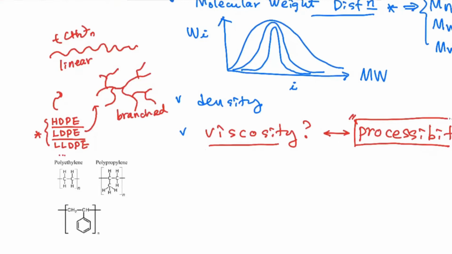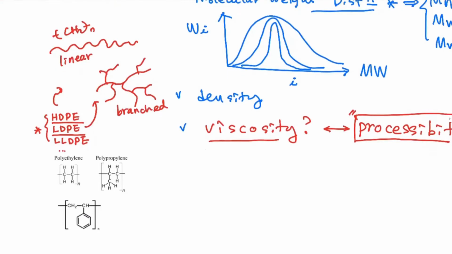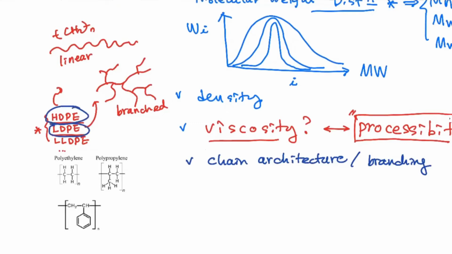So another concept that will also be useful to know is what we call the chain architecture. Also, we can simply say branching, because from experience, high density and low density, as a physical outcome, is a difference in density, but the real molecular difference is the chain architecture, whether it's branched or not.